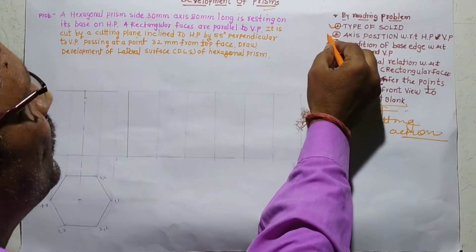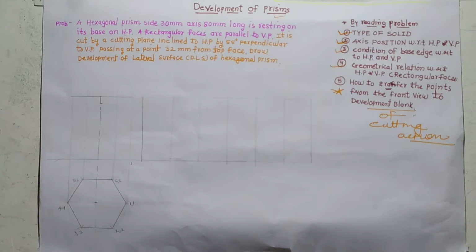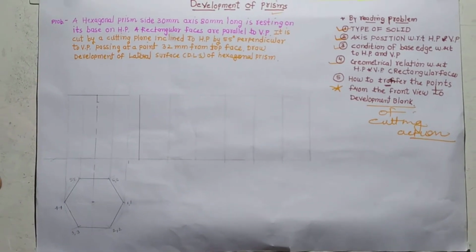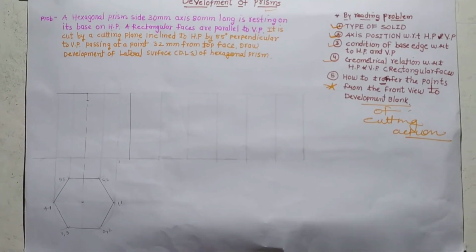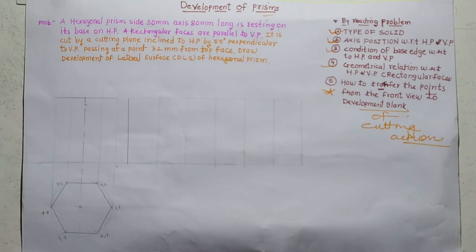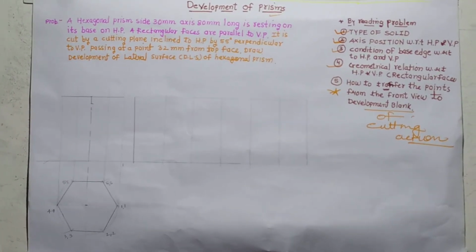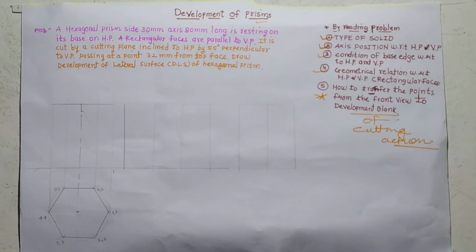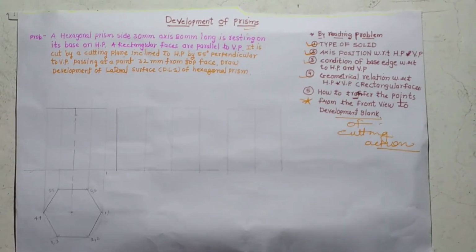Next, the position of the axis of the solid with respect to principal plane, horizontal plane and vertical plane. If the axis is perpendicular to HP and parallel to VP, the cross section of the solid is seen in the top view. So we have to start from the top view. If the axis is perpendicular to VP, the cross section, that is shape, is seen in the front view. We have to start in the front view.